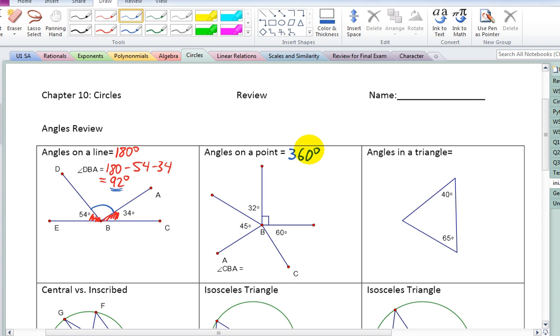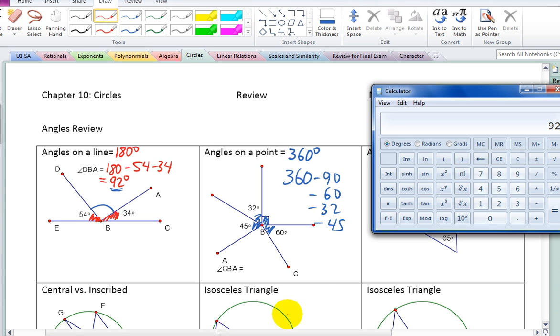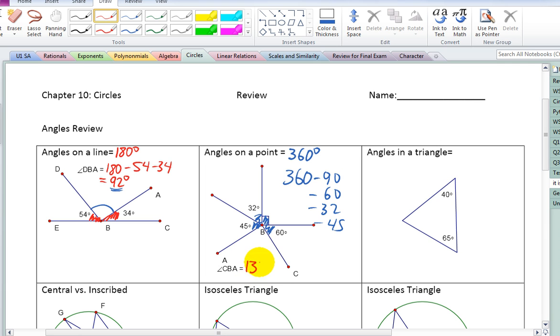360 degrees. So we can do the same idea, but we subtract from 360. So we minus 90, this angle here, minus 60, this angle here, minus 32, this angle here, and minus 45, and the only one that's left over is angle CBA. Notice the order of the letters matter in the subtraction. B is the vertex. It should be your middle number. So 360 minus 90 minus 60 minus 32 minus 45. 133 degrees. Okay.